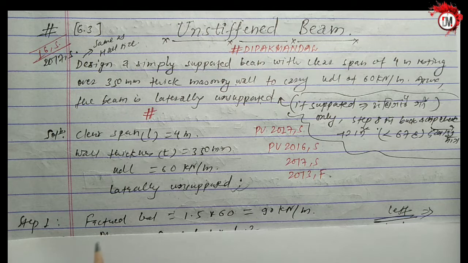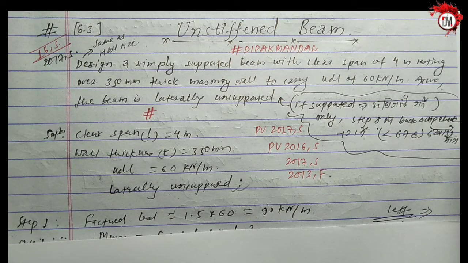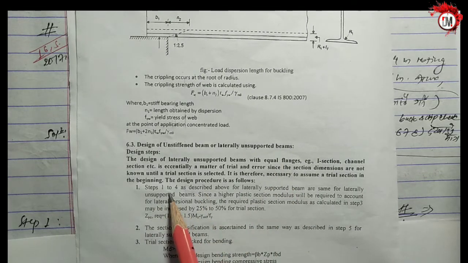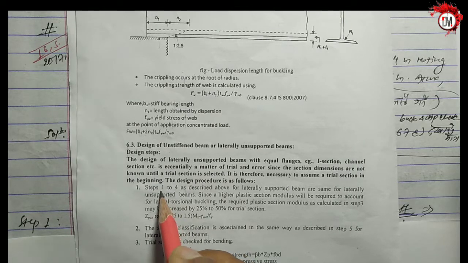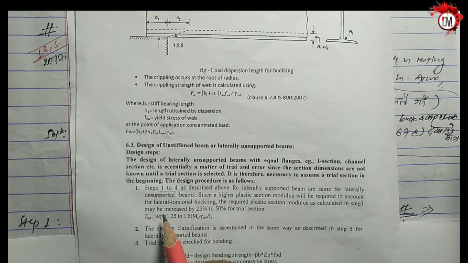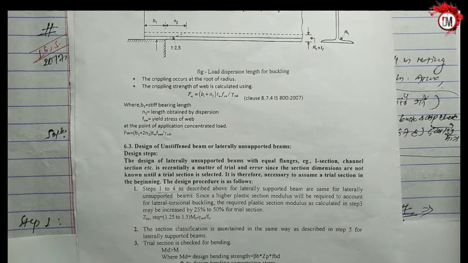Now we go to step number 1. We already discussed the different steps that we should follow during the entire solution of this numerical. Once again I can show you the design steps of the unstiffened beam. Here you can see, steps 1 to 4 described above for the laterally supported beam are the same for the laterally unsupported beam. It means steps 1 to 4 are the same as the laterally supported beam. In the last video we already discussed how to design a laterally supported beam. I strongly suggest you see that solution, and the link is given in the description box, so you can go through it.